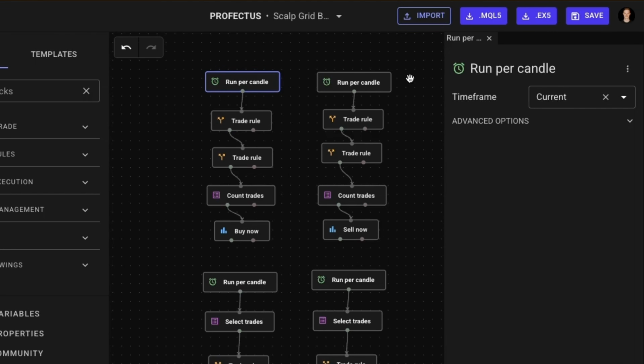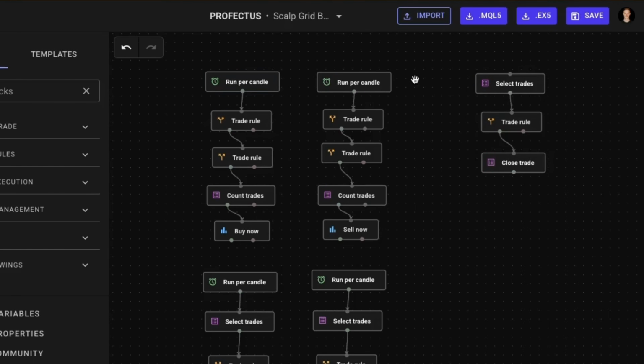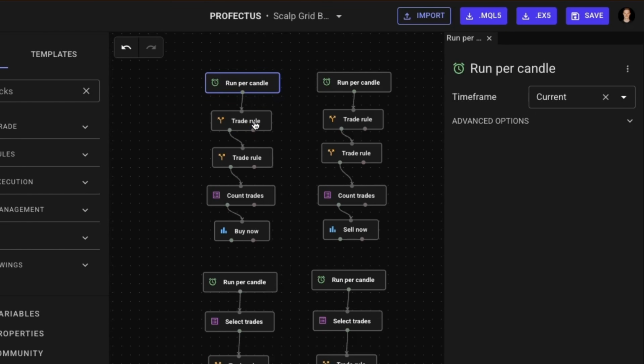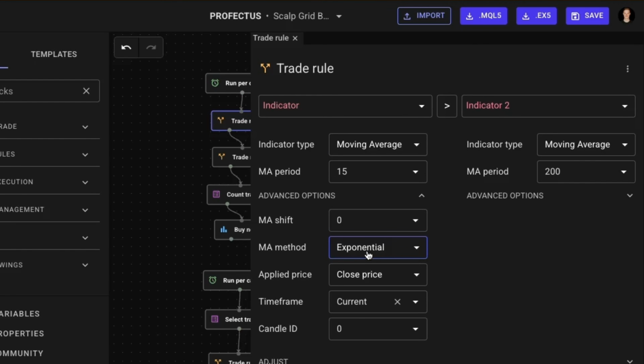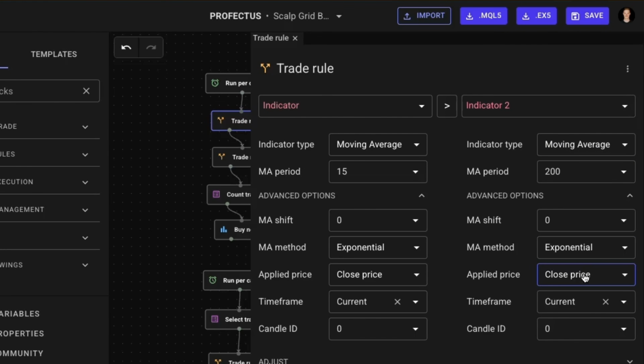Let's assume the suggested time frame is 1 hour, so you have the 1 hour time frame open, or you backtest a 1 hour time frame. This block will trigger the next block once per hour. The next block is a trade rule block, simply checking whether the fast moving average, which is exponential, based on close prices, on the current time frame, so the 1 hour time frame, is bigger than the slower moving average, which is also exponential, based on close price, on the current time frame.